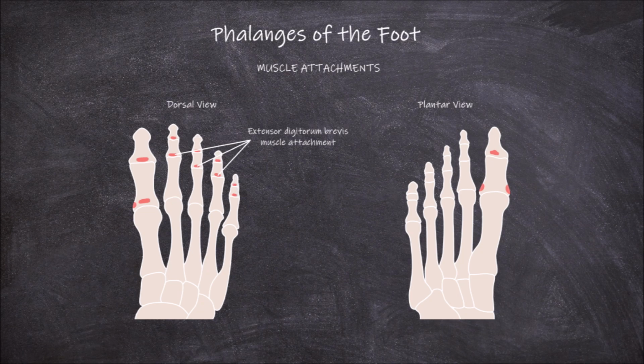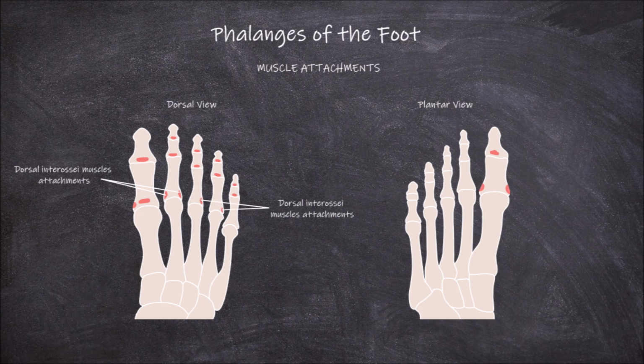The extensor digitorum brevis muscle attaches onto the dorsal surface of the middle phalanges of digits 2, 3, and 4. The dorsal interossi muscles attach onto each side of the dorsal surface of the 2nd proximal phalanx. They also attach onto the lateral side of the dorsal surface of the 3rd and 4th proximal phalanges. The abductor digiti minimi muscle attaches onto the side of the proximal phalanx of the 5th digit.